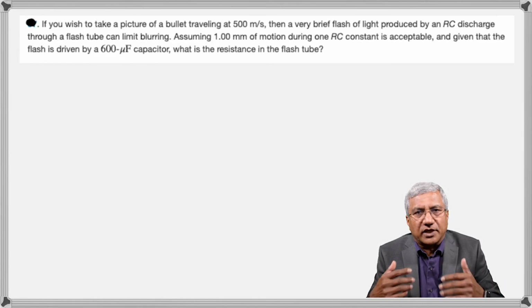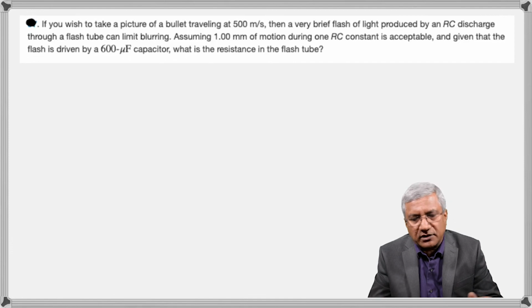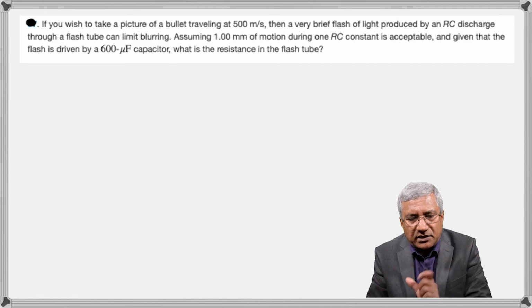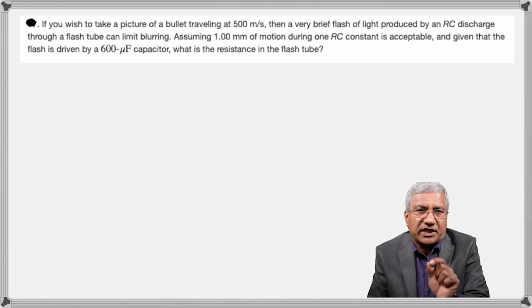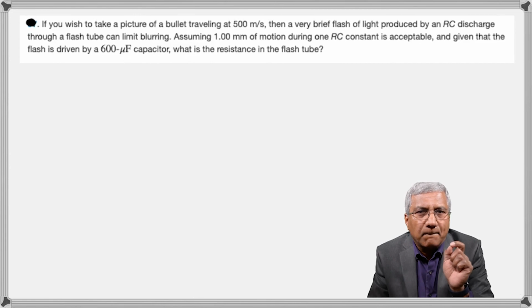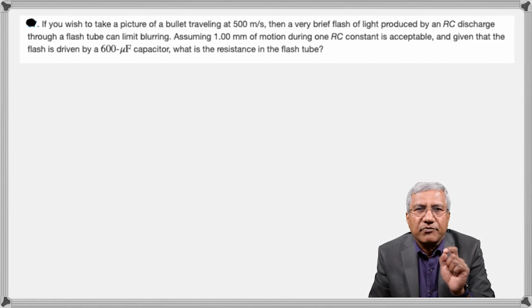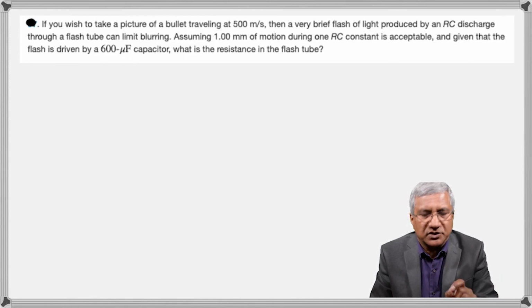Okay, again, it's a resistance capacitance circuit which is discharging. In this case, it's not charging, it's discharging to produce the flash. The speed of the bullet is 500 meters per second, but the flash should have a timing of the time taken for it to move just 1 millimeter. Wow, that's going to be a small time. So if it moves 500 meters per second, how much time does it take to move through 1 millimeter? That's the time in this.